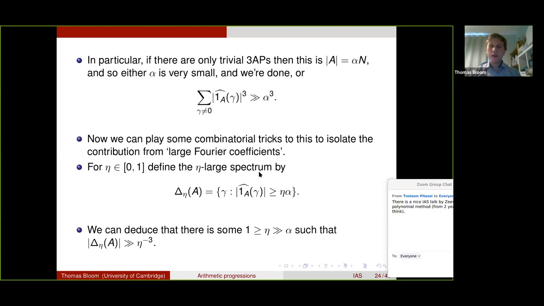And by this dyadic pigeonholing trick that I mentioned, I'll omit the details, check on the back of an envelope that this is what it gives you, you can deduce from this lower bound for the cubic sum that there is some eta, some spectral level between 1 and alpha, such that that spectral level is what's really contributing to the left-hand side of this cubic sum, which in particular means that the size of the spectrum must be at least eta to the minus 3, right? If we look at the left-hand side of this sum restricted to the eta spectrum, and if that's contributing roughly alpha cubed, then that must be because the size of the spectrum is eta to the minus 3.